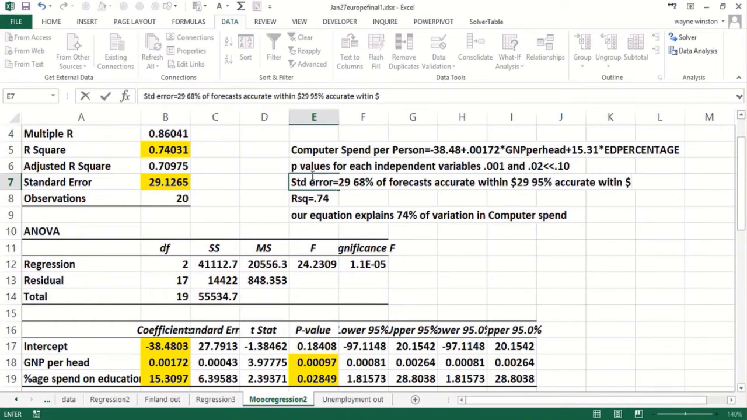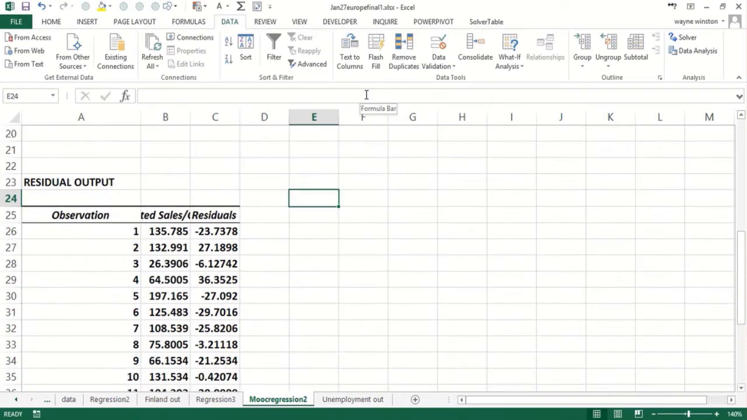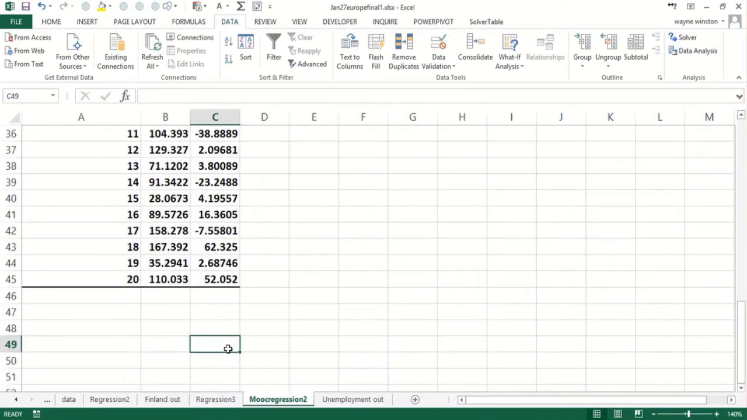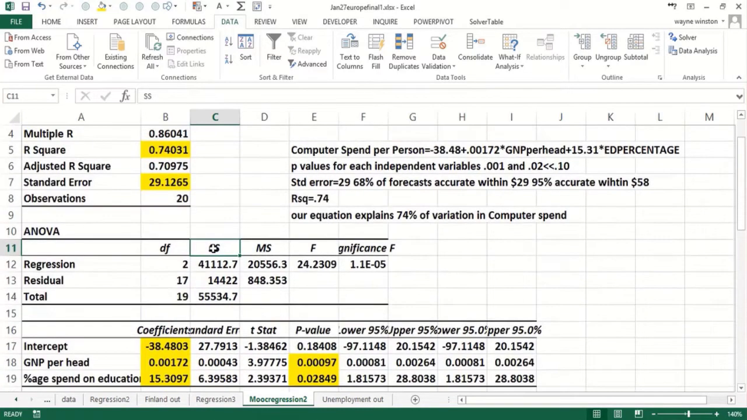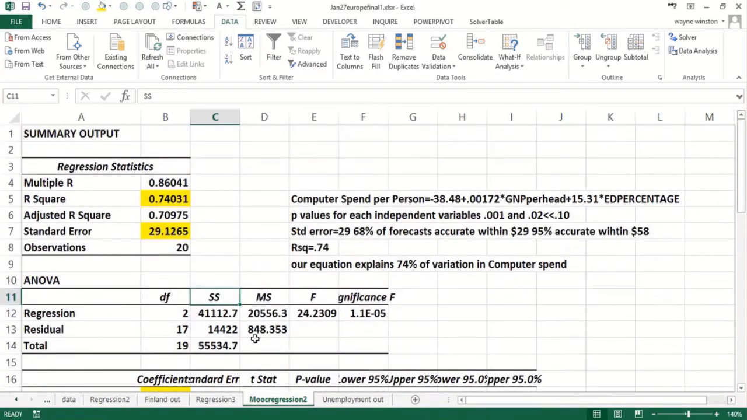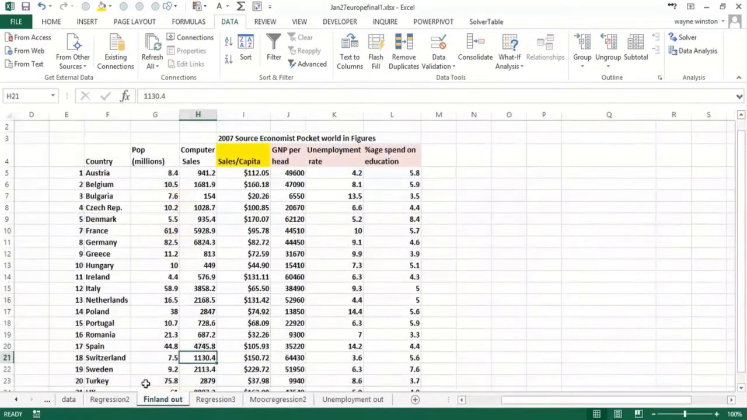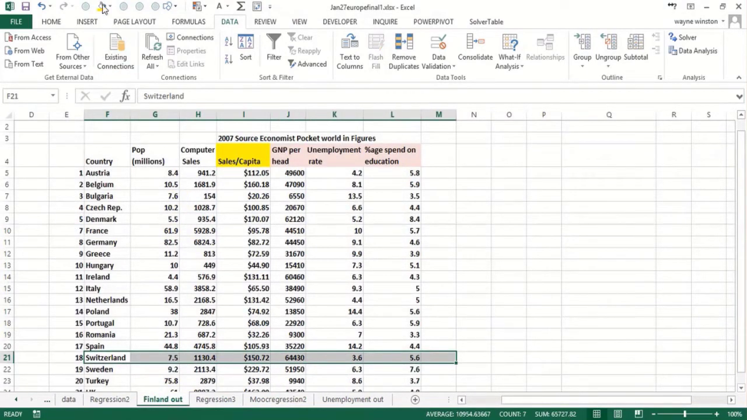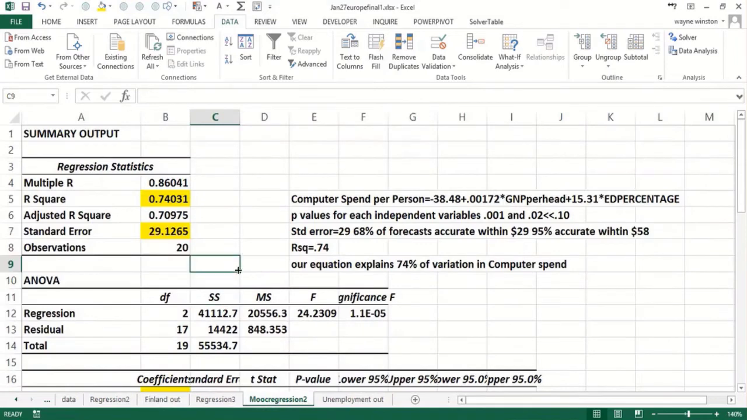So are there any outliers? Well, let's see if there's any of our observations where the error is off by more than $58. Okay, I think there's one. I think it's Switzerland, 18th observation here. So the 18th observation, third from the bottom, is Switzerland. Now, that's not a horrible outlier. It's not more than 3 standard deviations. So I'm not going to throw it out. Again, that would be a judgment call there. But we'll leave it in.